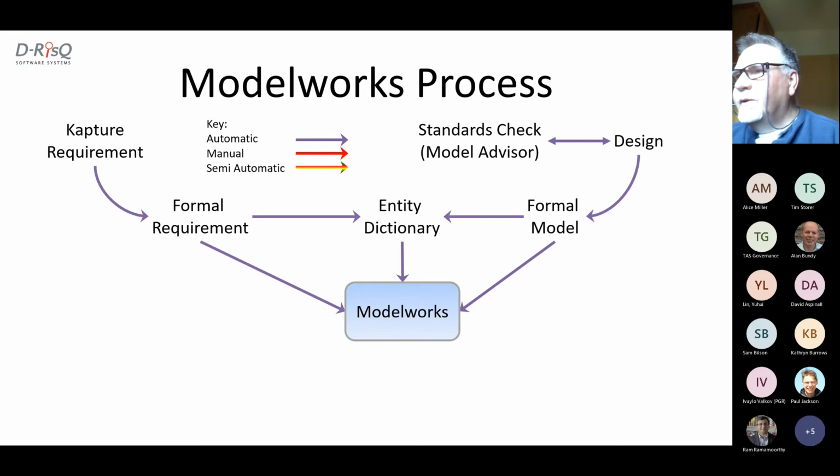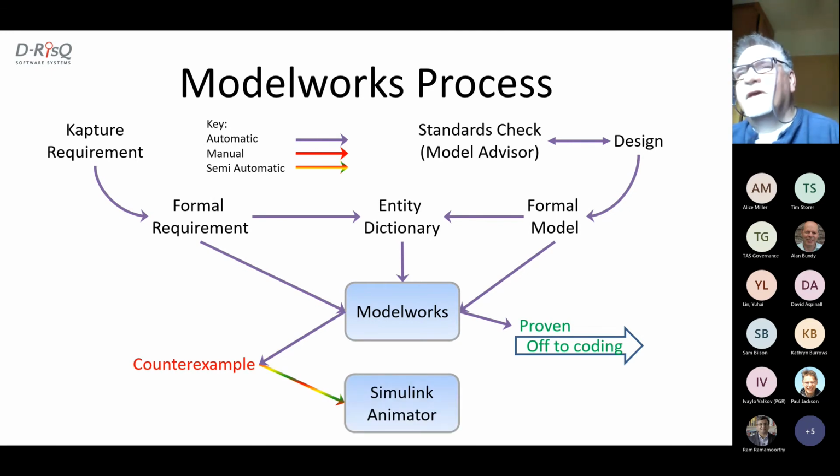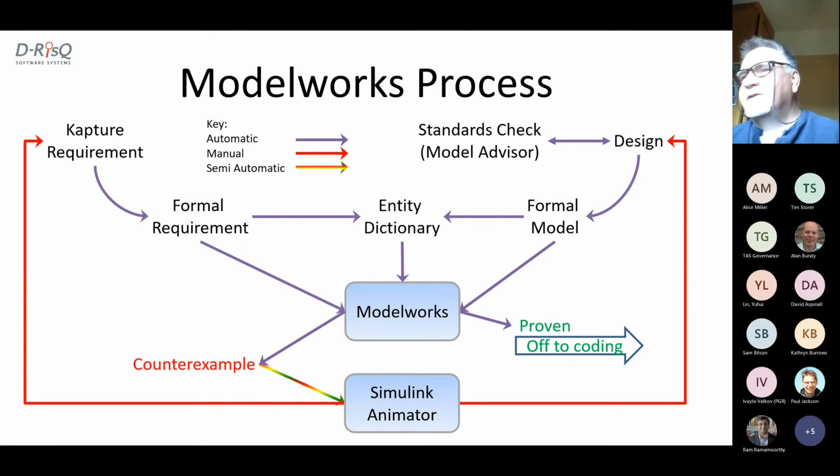Feed those into the ModelWorks tool, and either you get proven, tick, off to coding you go, or more likely, you get a counterexample. And that counterexample can then be fed into the Simulink animator in order to explain what the problem is in the problem space of the designer who's using Simulink and Stateflow. So it gives it in an explainable, understandable way. And then that feeds back to, well, either the requirement wasn't quite right or the design isn't quite right. We don't know. There's just a mismatch between the two.